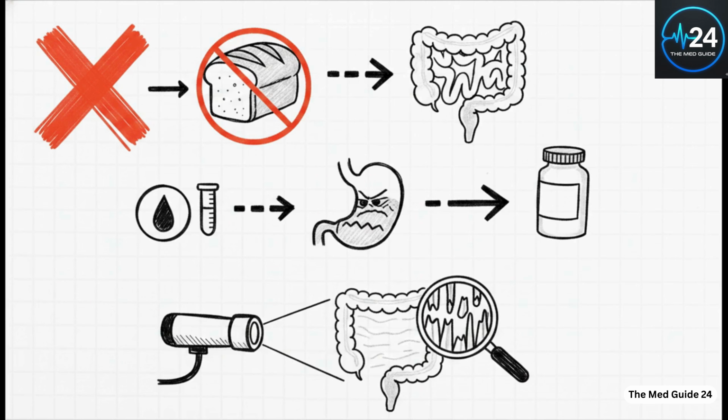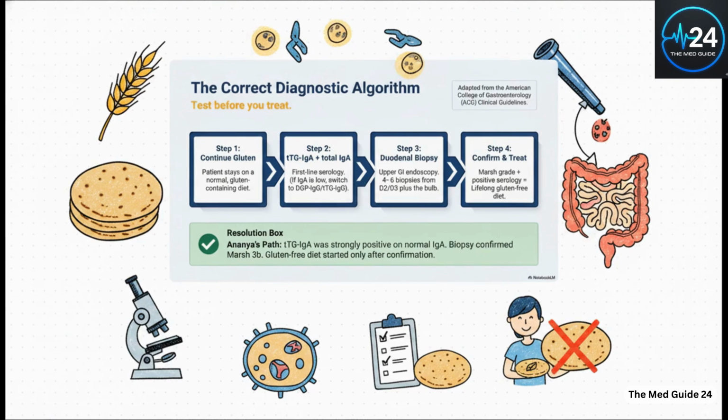Also, please never just label a patient with chronic diarrhea as having IBS without running basic serology first. And remember, mild villous blunting can be incredibly subtle, so always take biopsies even if the white light endoscopy looks perfectly normal to the naked eye. Instead of all that, you want to follow the gold standard ACG guidelines.